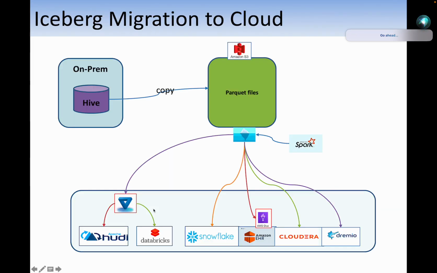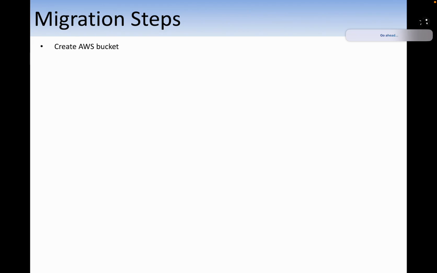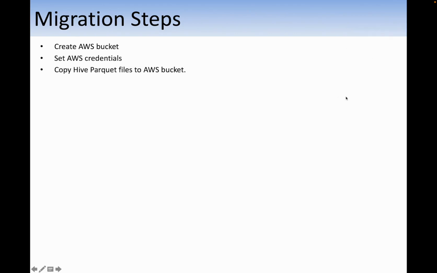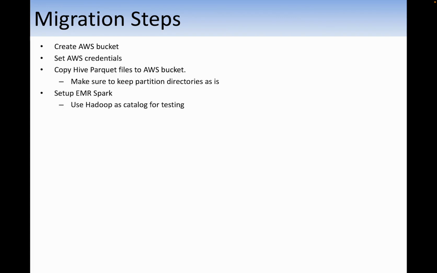So what are the migration steps? We're going to create an AWS bucket. Of course, you need to make sure that it has credentials, and then we're gonna copy Hive Parquet files to the AWS bucket. Then of course, when you are copying, if you have a partitioned Hive table, make sure that you sync up the same partitions as is. Then you set up EMR Spark or any Spark, using Hadoop as a catalog, because we need to test it for migration. So create an Iceberg table.